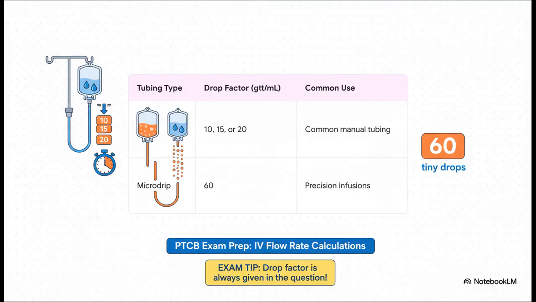All right, let's talk about this drop factor thing. It sounds super technical, but it's really just about the type of IV tubing being used. Macro drip tubing gives you bigger drops, like 10, 15, or 20 per milliliter. Micro drip is for when you need to be really precise, and it always gives you 60 tiny drops per mL. But here's the best part. You do not need to memorize these numbers. No way. The exam will almost always hand you this number right in the question.